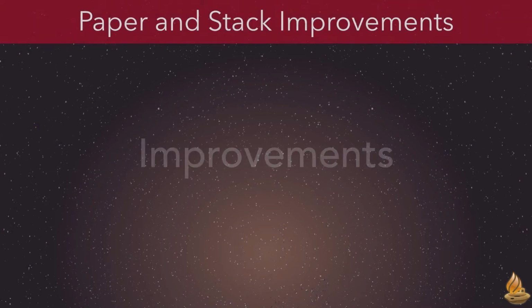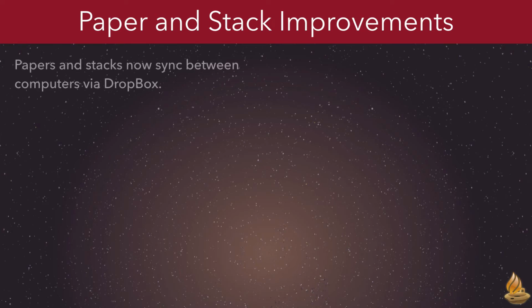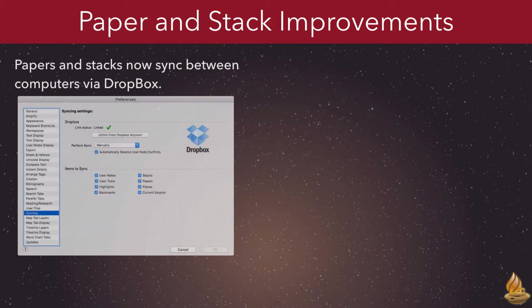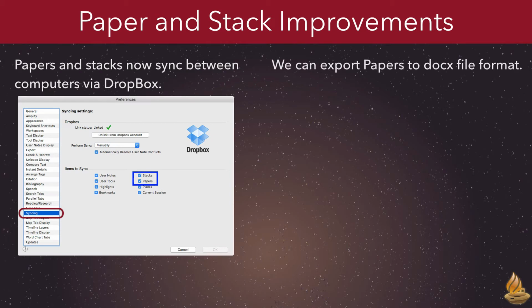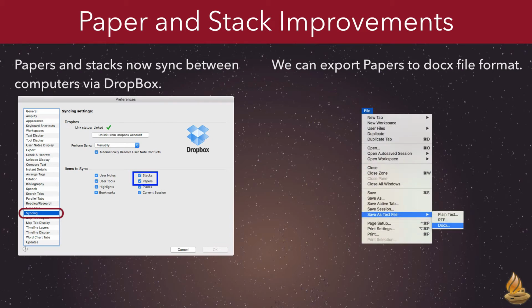Improvements. There are actually 3 different improvements to Paper and Stacks. First, Paper and Stacks now sync between computers via Dropbox. Just select Syncing in Accordance Preferences and check the new categories. Second, we can now export papers in DocX file format. Click on a paper to make it the active tab, then select Save as Text File and DocX under the File menu.